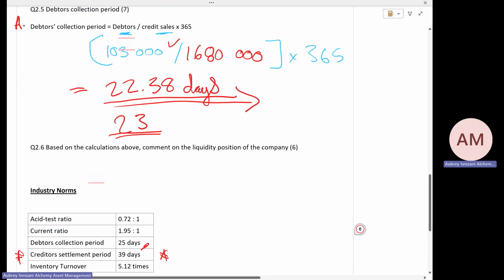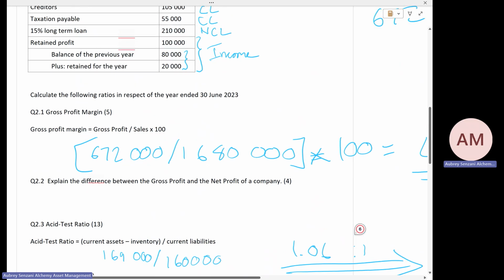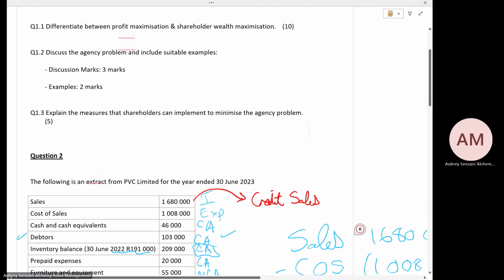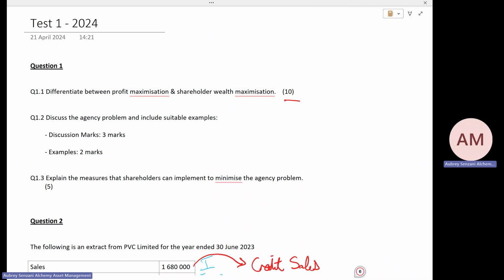Oh, there's only question 2. And then question 1 was theory. Yeah? Yes, we can do it. We can discuss it. Okay. So, yay. The mark allocation. You guys are going to be writing me essays.